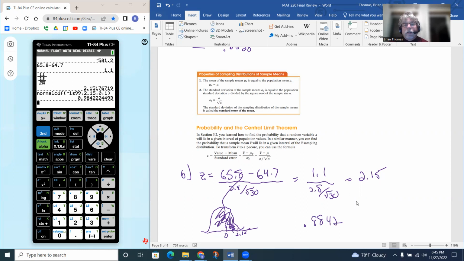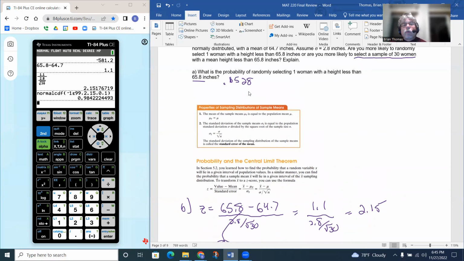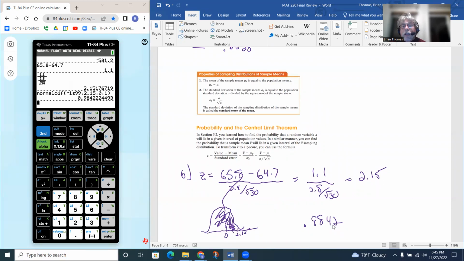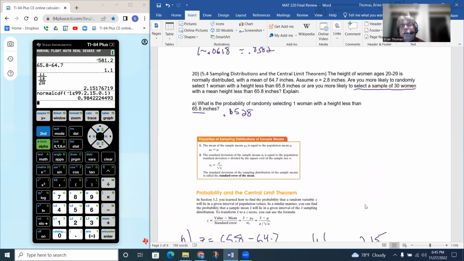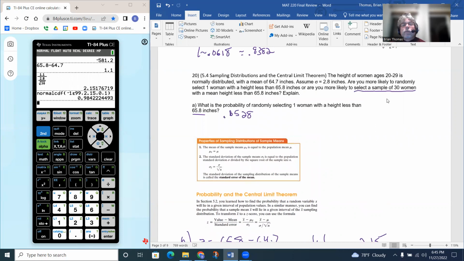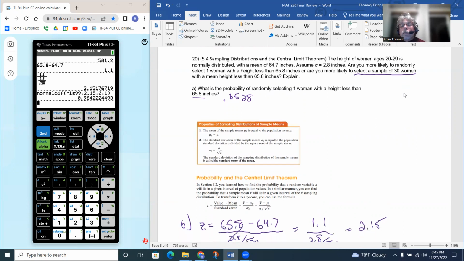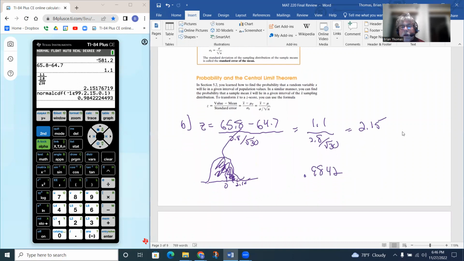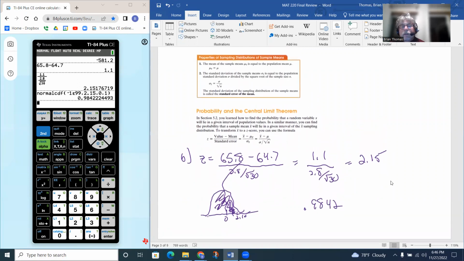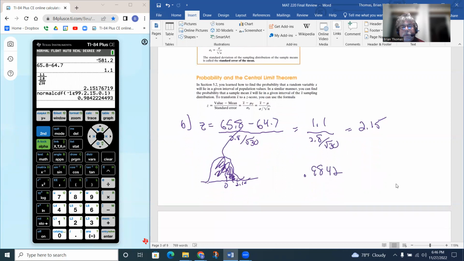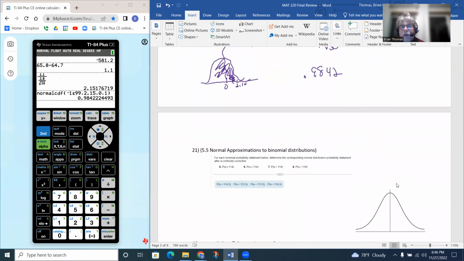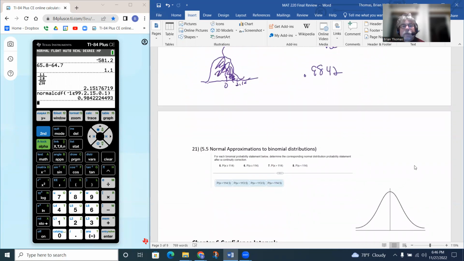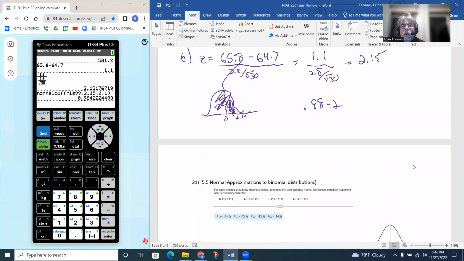So which is more likely, the 65.28 or the 0.9842? It looks like if I do the sample population of 30, most of the time I'm going to get a woman that's less than 65.8 inches in my sample. So we come up with that in that sampling. All righty, I'll pause there.